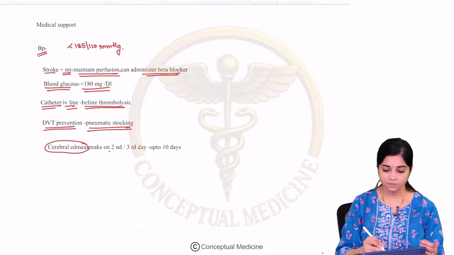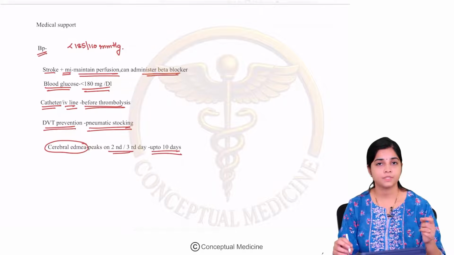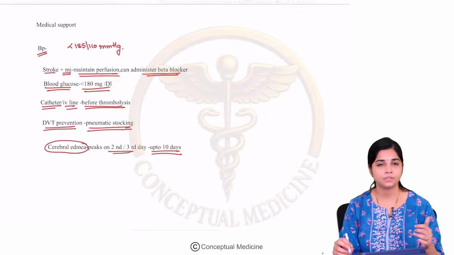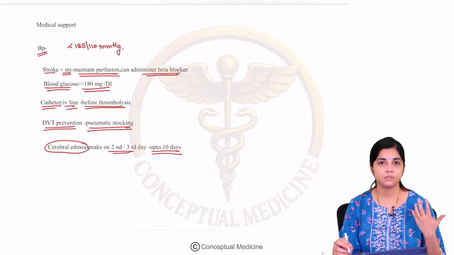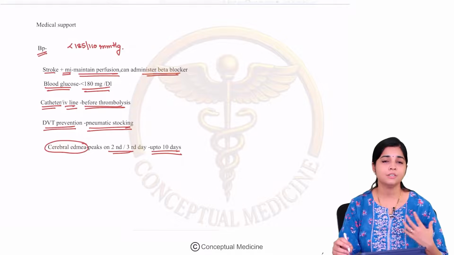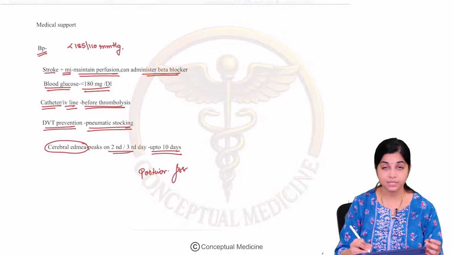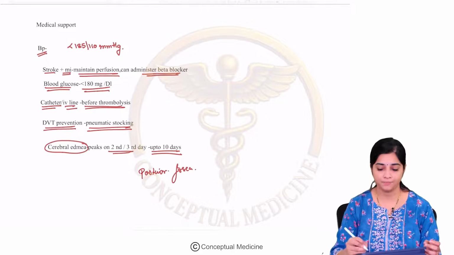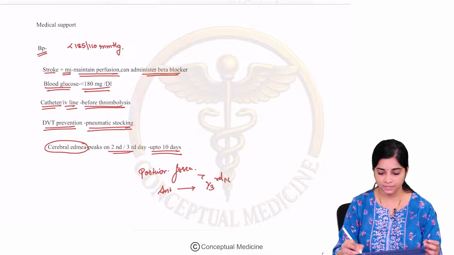This peaks on the 2nd to 3rd day and goes up to 10 days. So in a patient presenting with ischemic stroke, if there is sudden deterioration in neurological status by the 2nd to 3rd day or up to 10 days, always consider cerebral edema. Which circulation strokes are more prone to cerebral edema? The posterior circulation strokes. Posterior fossa strokes are more prone to cerebral edema. If it is anterior circulation, it is more so if the infarct involves more than 1/3 of the MCA territory.